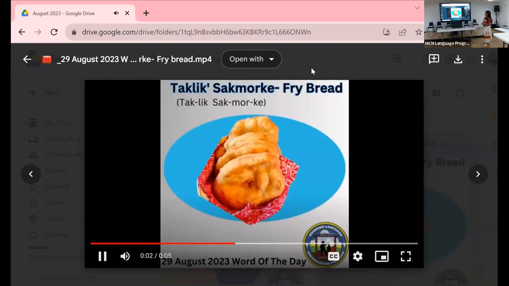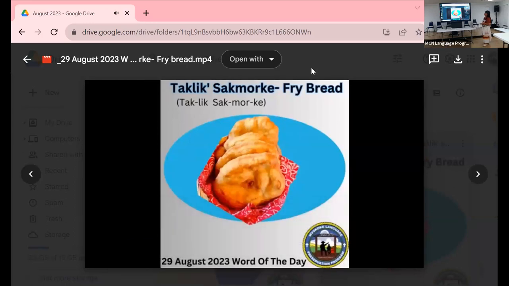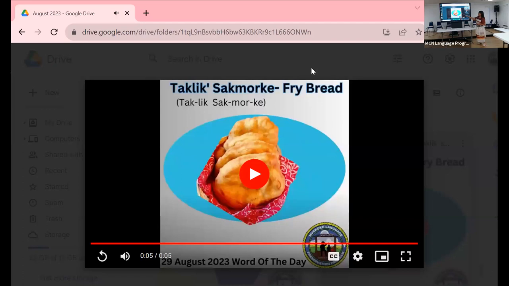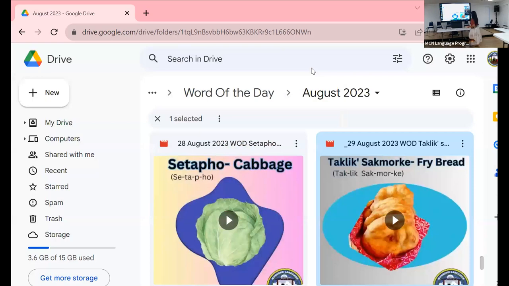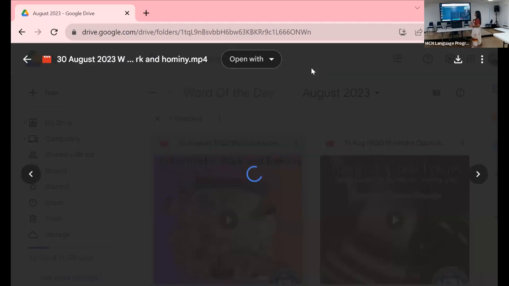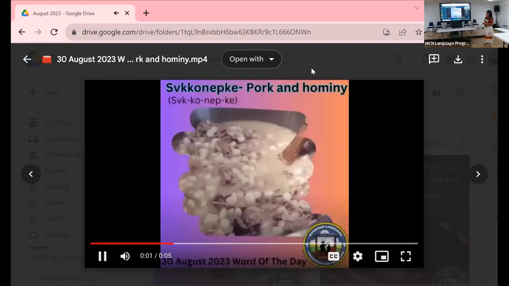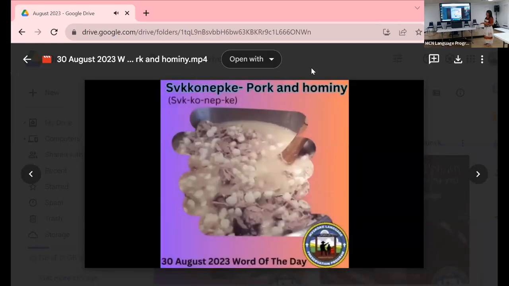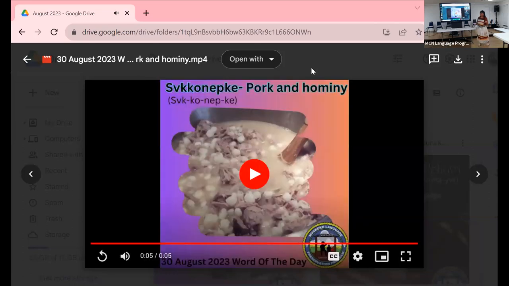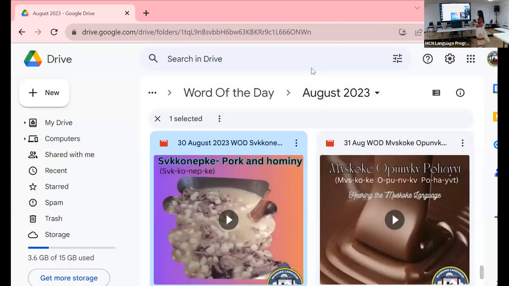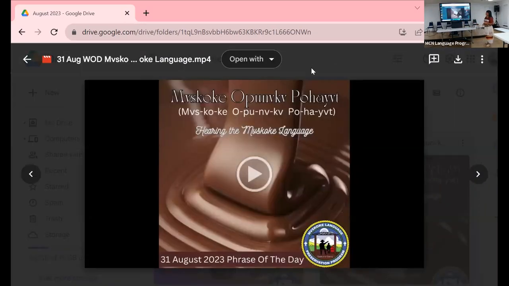Duck lake sakmoski. Fry bread. Duck lake was bread. Sakmoski is fry. So it's basically bread fry. Right. Sakonipki. Pork and hominy. Nipki. Yeah, this is my favorite right here.